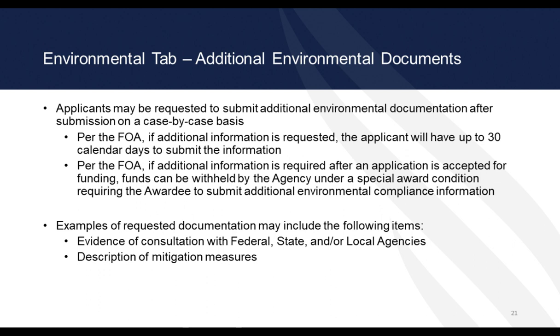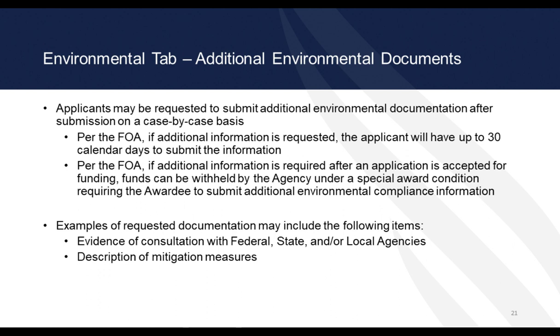Now we're going to move on to a short consideration of additional environmental documents. As I mentioned before, USDA may request applicants to submit additional environmental documentation after an application is submitted on a case-by-case basis. According to the FOA, if additional information is requested, an applicant will have up to 30 calendar days to submit the information. If such information is not submitted in a timely manner, USDA may reject the application.